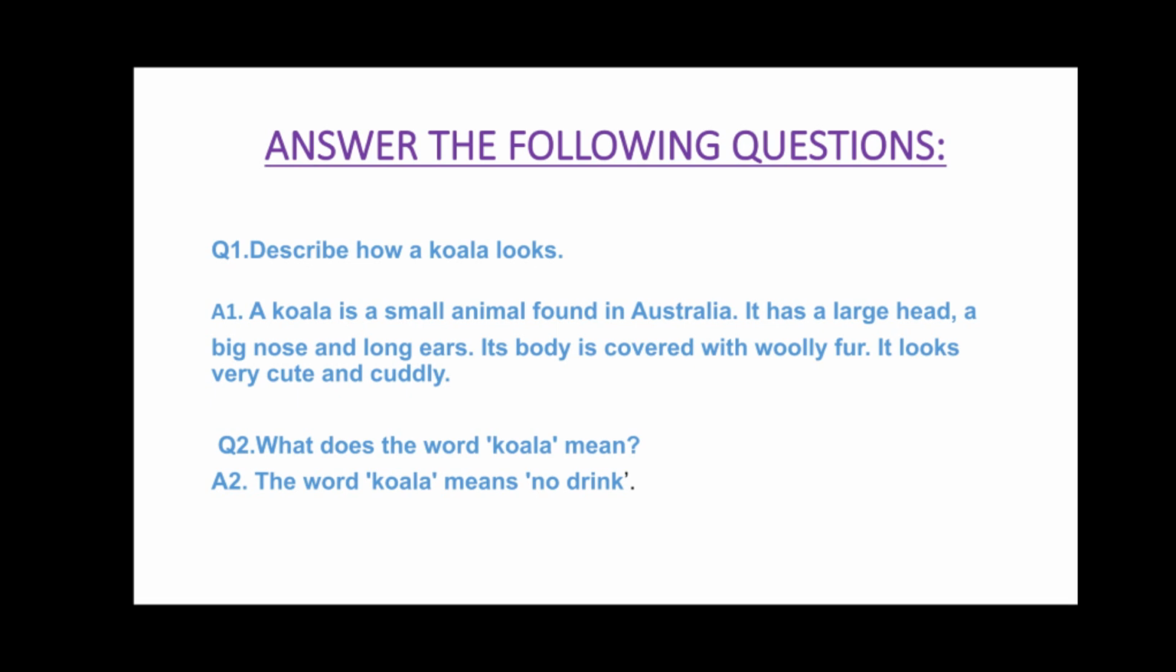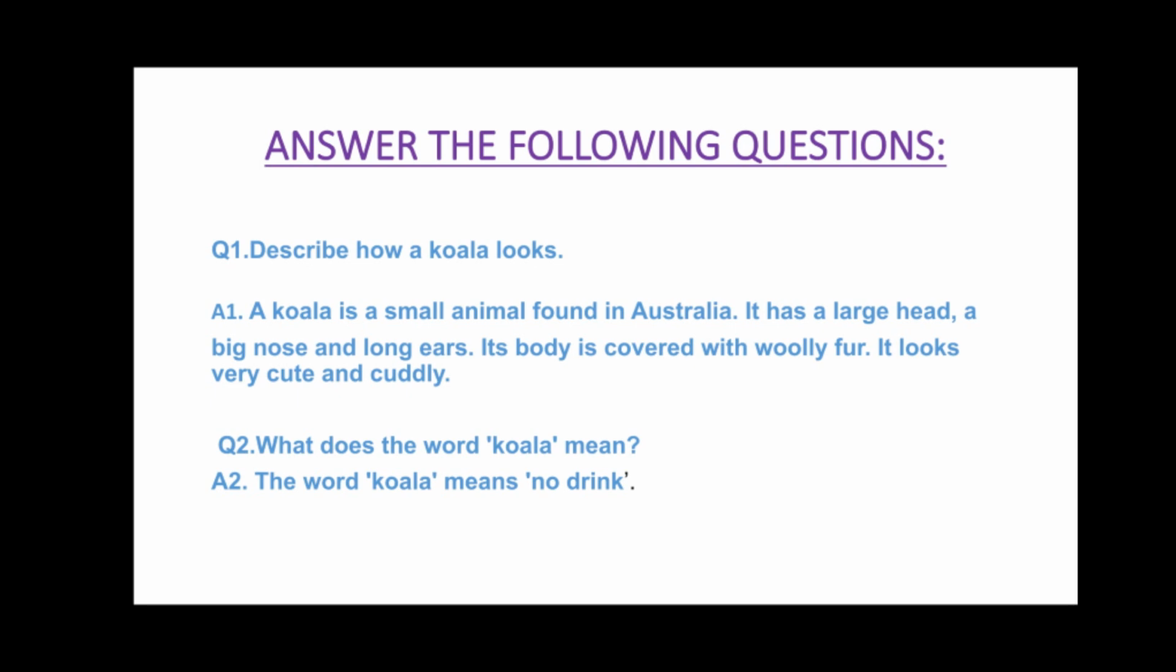So the first question is, describe how a koala looks. So the answer is very easy children. It's in the first paragraph itself. You can easily find the answer. So a koala is a small animal found in Australia. It has a large head, a big nose and long ears. Its body is covered with woolly fur. It looks very cute and cuddly.